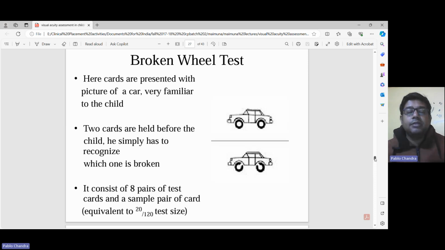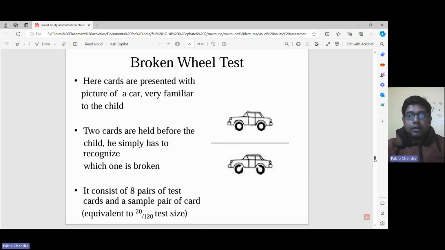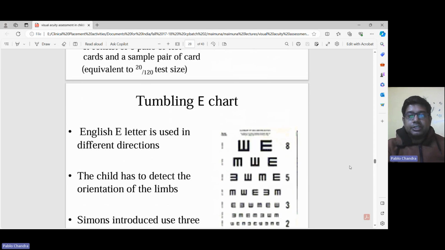Here cards are presented with a picture of a wheel very familiar to the child. Two cards are held before the child. He simply has to recognize which one is broken. If he can recognize which one is broken, then this chart can be easily recognizable as one of the tests of visual acuity. The card will get smaller and the patient has to identify. It consists of 8 pairs of test cards and a sample pair of card 20 by 20 equivalent to the test.